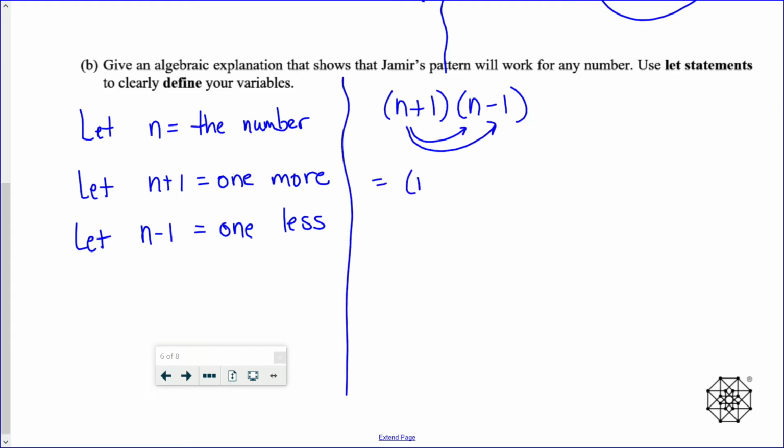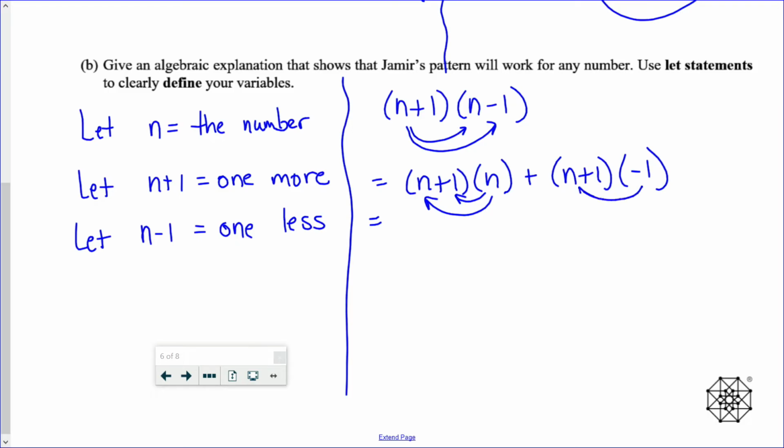So what I'll get is n plus 1 times n, plus n plus 1 times negative 1. I can now distribute my n on through, and I can distribute my negative 1 on through. And I'll get n times n, which is n squared. I'll get n times 1, which is plus n. I'll get n times negative 1, which is negative n. And then I'll get 1 times negative 1, which is minus 1.